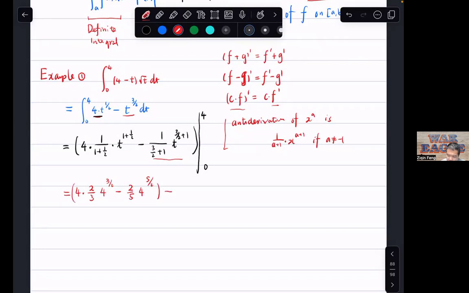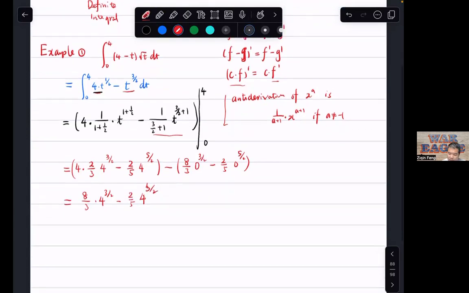Then you plug in 0, which is h over 3, 0 to 3 over 2, minus 2 over 5, 0 to 5 over 2. We know the second group of numbers are zeros. So this is h over 3 times 4 to 3 over 2, minus 2 over 5, 4 to the power 5 over 2, right? So that's basically what we get for this definite integral.